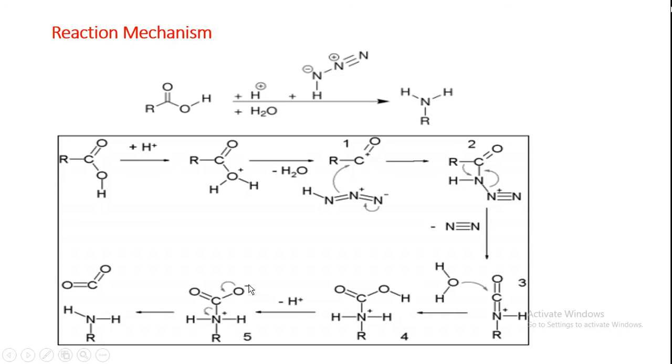Next what will happen, this will give its lone pair of electrons to this bond, so it will break down, and ultimately CO2, carbon dioxide, will come out, and this bond will break down to give RNH2, that is one amine. So from acid to amine, in presence of azide and acidic condition.